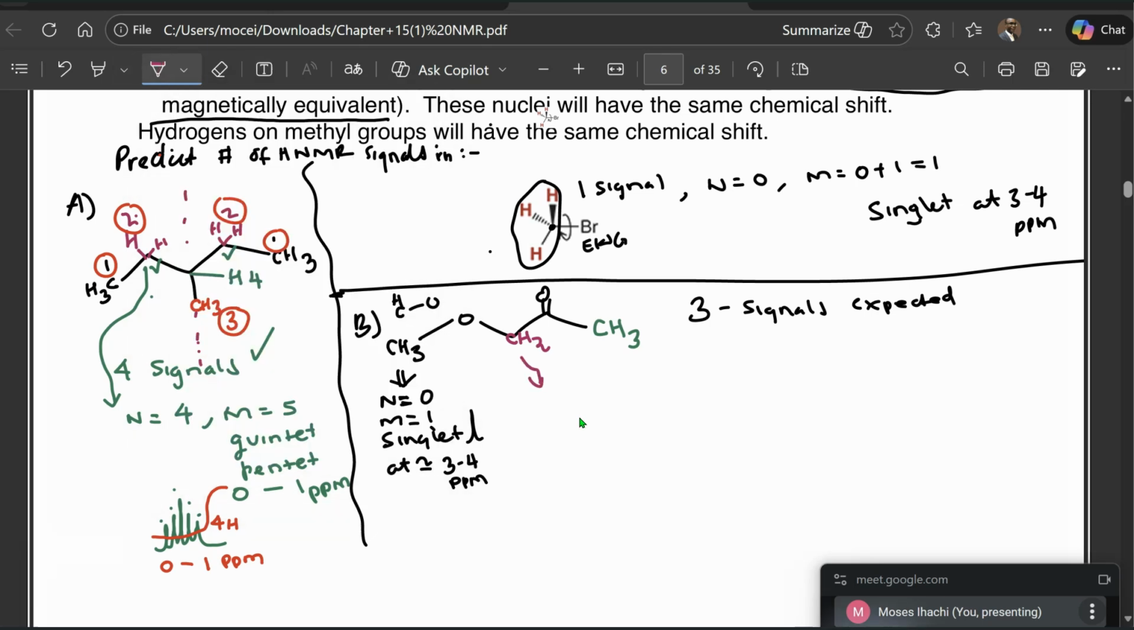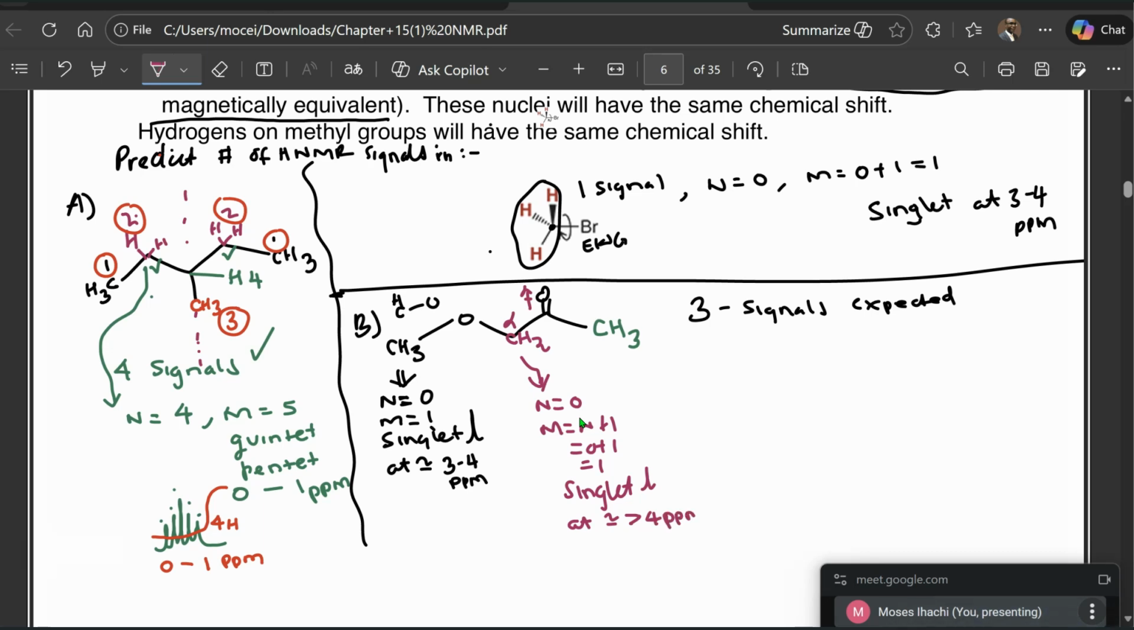No, I'm good. So you are right, this is n equals 0. M is n plus 1, so 0 plus 1 is going to be 1. That's a singlet. What's a singlet? 1 finger. And that's going to show up further up because this one is alpha, but also next to an oxygen, so there's a double effect.